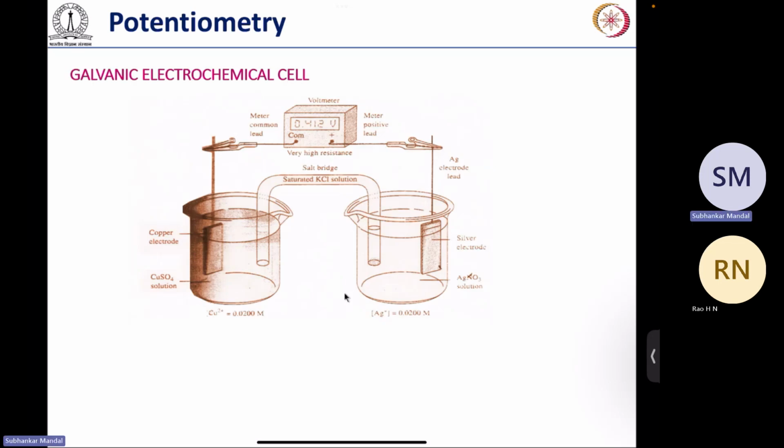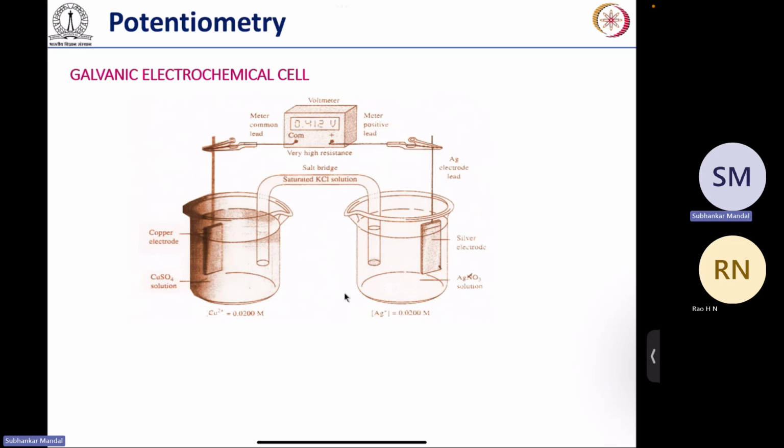Okay, so let's discuss the galvanic or electrochemical cell. I think Professor Mudakavi also discussed these things. So I will just wrap up the things quickly so that whatever assignment questions or problems we discuss will be more clear. Okay, so this is a galvanic cell.